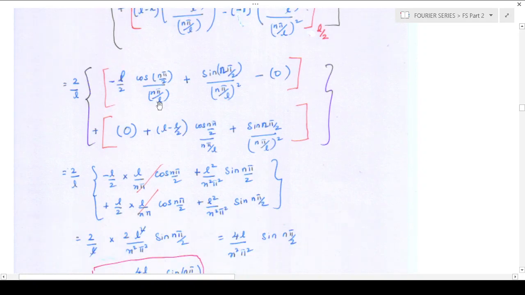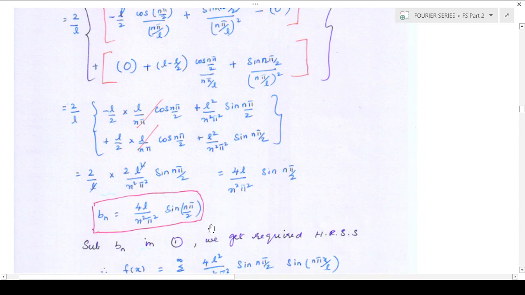Now take this n pi by L as L by n pi, right? And then this will be L square by n square pi square into sin n pi by 2. Here L minus L by 2 will be L by 2 into, take this as L by n pi into cos n pi by 2. This will be plus L square by n square pi square into sin n pi by 2. These two terms will be getting cancelled because they differ only by the negative sign. These two are the same positive term. So add them as twice L square by n square pi square into sin n pi by 2.